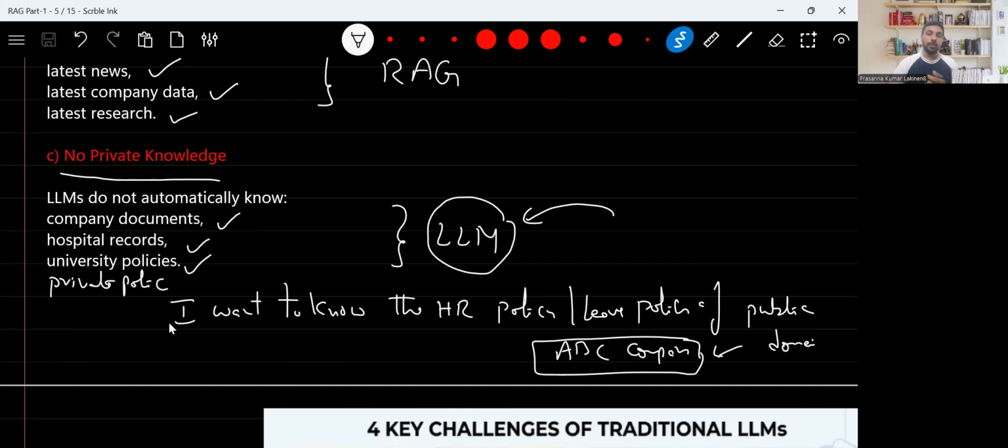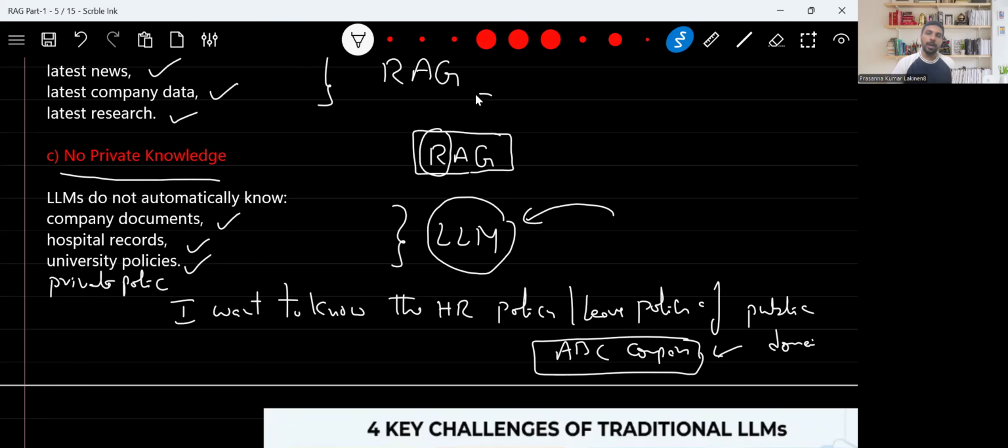So what happens if I ask about ABC company's leave policy? It cannot tell. Now, to overcome all these things, only one excellent technique was introduced. That is what is called RAG, Retrieval Augmented Generation.